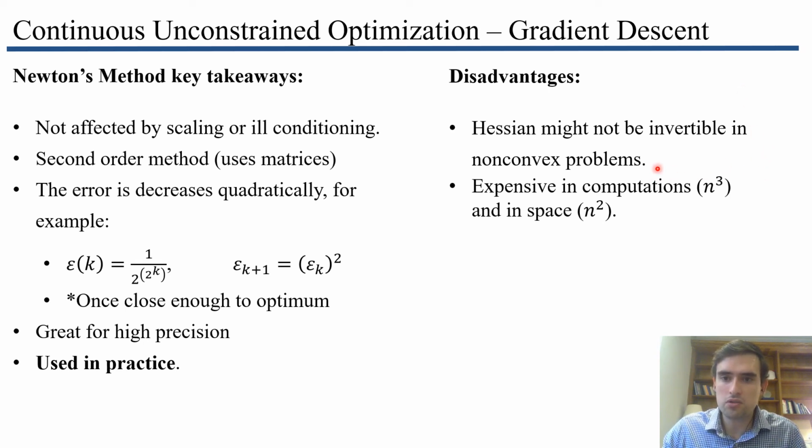One other disadvantage of Newton's method is that the Hessian might not be invertible, and this happens in non-convex problems. This is easily fixed. There are also other methods called quasi-Newton methods, which approximate the Hessian such that it's always positive definite. And again, the problem is that it's expensive, because you're multiplying the inverse of the Hessian times a vector every step. So although you have far fewer iterations, every iteration is much more expensive than a simple gradient descent.